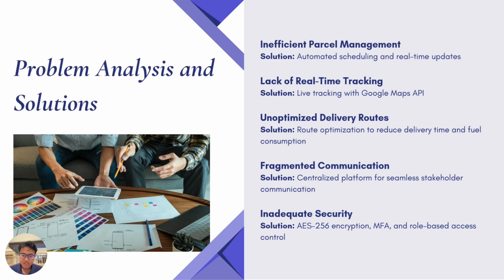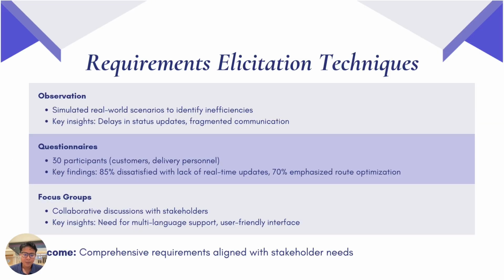Fragmented communication, for which the solution is a centralized platform for seamless stakeholder communication. And also, lastly, inadequate security. So we must use AES-256 encryption, MFA, and role-based access control. Okay, and then we will continue with requirements elicitation techniques.